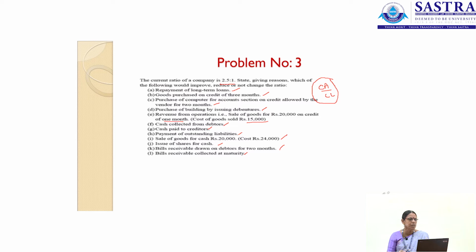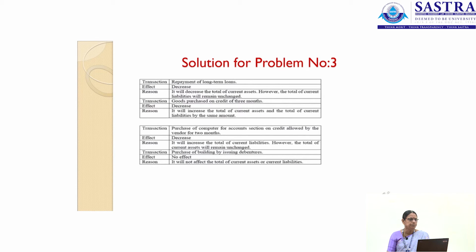Now let us see how this affects your current ratio. The first transaction, repayment of long-term loans. It will decrease the total of current assets. Cash being a component of current asset, it will decrease the total of your current assets. The total of current liabilities will remain unchanged because long-term loans will be a component of long-term liability. So the current liability will remain unchanged. What is the ratio now? Current assets divided by current liability. So the numerator gets decreased, the denominator being the same. So we have a decrease in the current ratio.